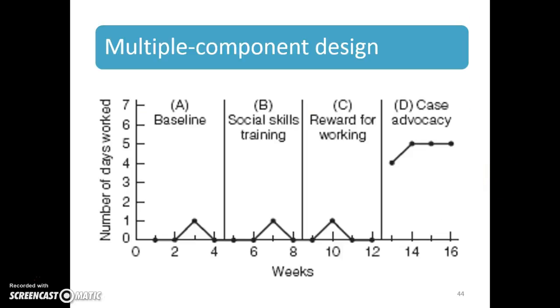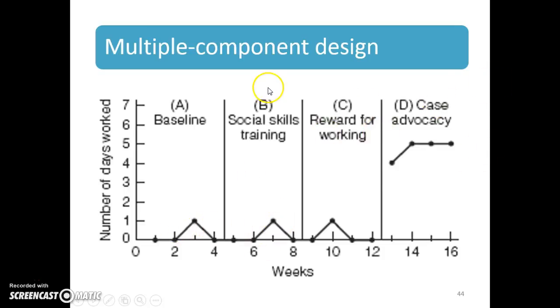Now, the fourth type of design you want to look at is called multiple component. And so here you're looking at multiple types of interventions. In this example, let's say you are looking at the number of days worked and interventions that can help people get back on their feet. So you have your baseline, but then maybe you want to test, does social skills training make a difference? Well, what about rewarding people for work? And what about case advocacy?